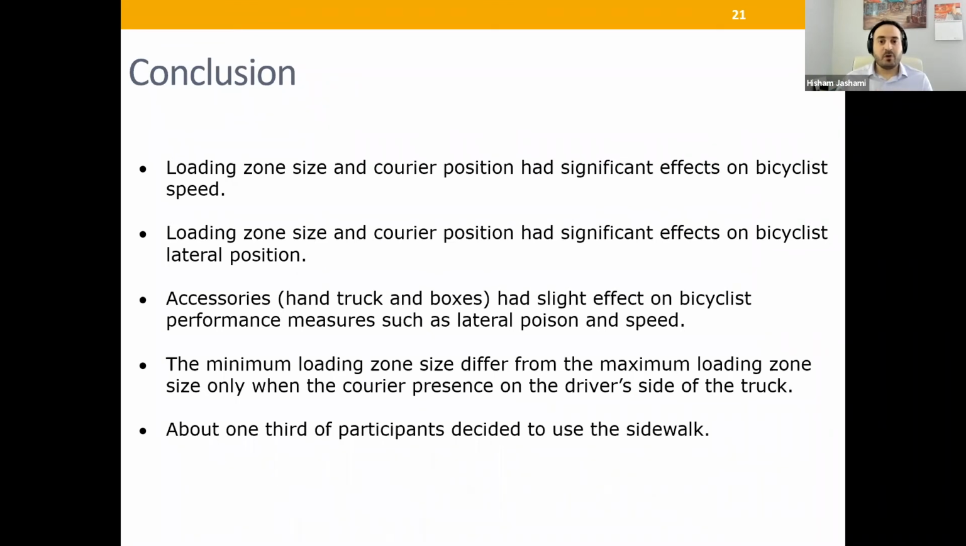To sum up, both loading zone size and carrier position had significant effect on cyclist lateral position and velocity. Accessories behind the truck had no pronounced effect on both performance measures. The maximum loading zone outperformed the minimum loading zone only when there is a carrier on the driver's side, and we have seen that. And we have 18 out of 48 participants use the sidewalk to avoid the parked truck.